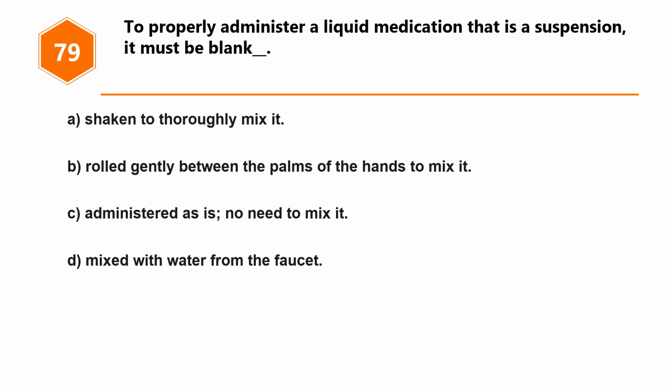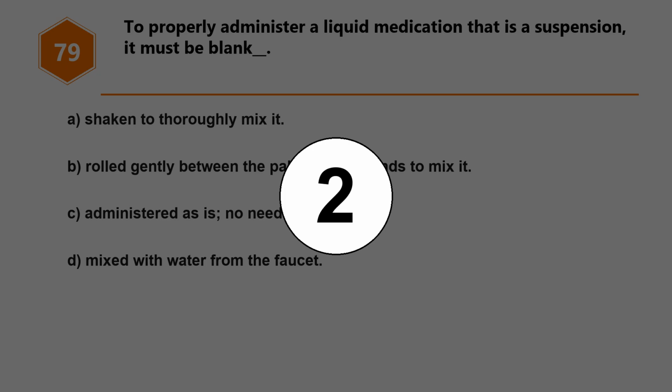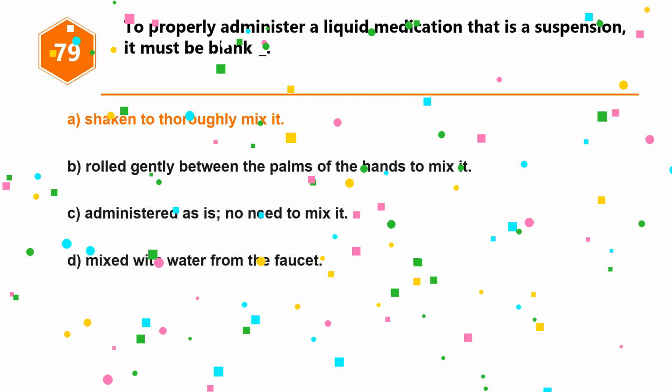Question 79. To properly administer a liquid medication that is a suspension, it must be blank blank. Option A. Shaken to thoroughly mix it. Option B. Rolled gently between the palms of the hands to mix it. Option C. Administered as is, no need to mix it. Option D. Mixed with water from the faucet. The correct answer is option A. Shaken to thoroughly mix it.